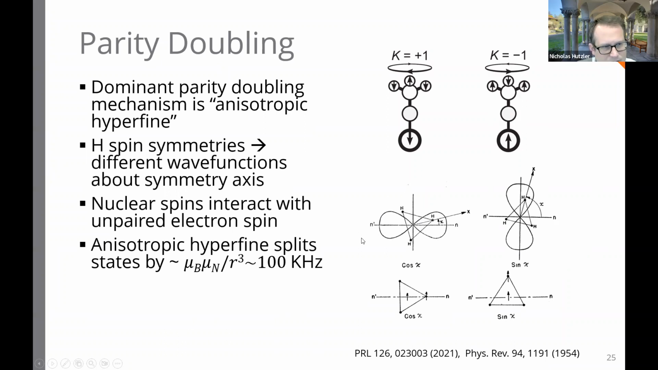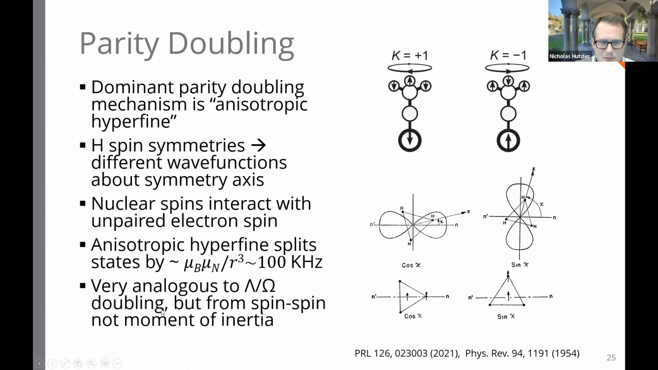So yeah, any other questions about this slide? Oh yeah, there's one more point. I guess I already said this. This is very analogous to these other doubling mechanisms, especially lambda doubling, but now it's from spin-spin interaction, not a moment of inertia thing.